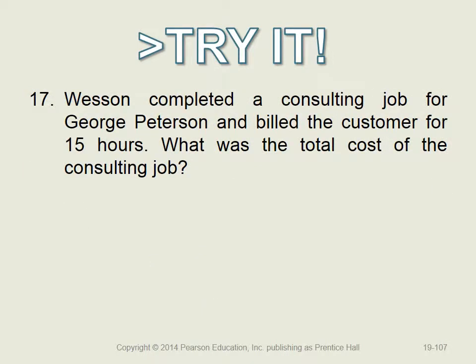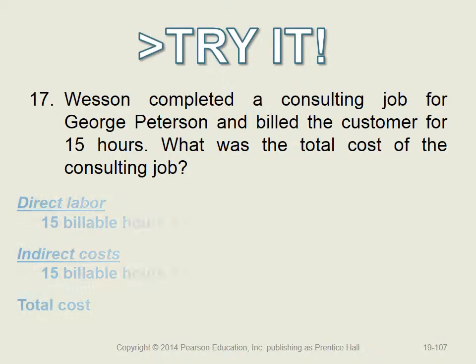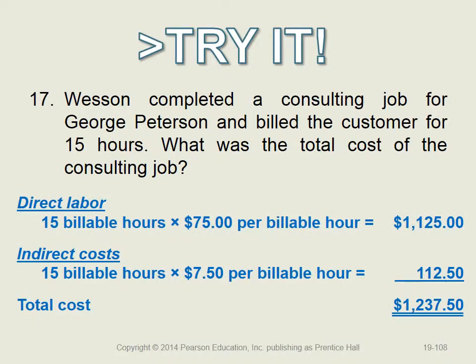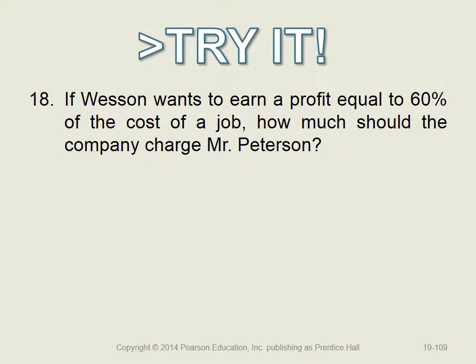Wesson completed a consulting job for George Peterson and billed the customer for 15 hours. What was the total cost of the consulting job? Well, we would take the direct labor hours of 15 times the $75 per billable hour, and that would give us $1,125. Then we would take the indirect costs and take 15 billable hours times the rate we figured out of $7.50, and that would give us $112.50 for a total cost of $1,237.50.